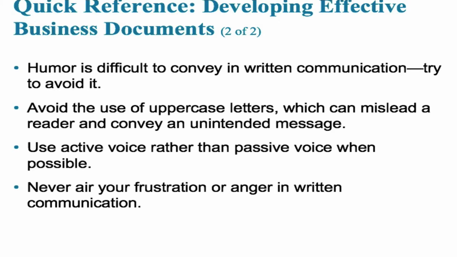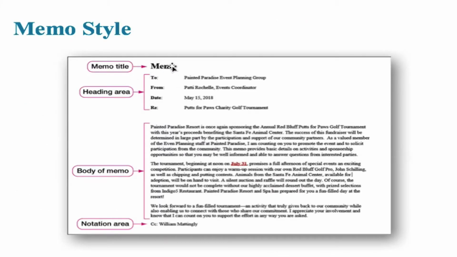What else we have here? We have developing effective business documents. Humor is difficult to convey in written communication, so try to avoid it. I agree. Avoid the use of uppercase letters. Does anyone know what uppercase does? Uppercase means that you're shouting at someone, you're mad. And that's what it means in English. And so we want to stay away from that. Use of active voice rather than passive voice makes it very helpful. And never air your frustration or anger in written communication. So if you're upset about something, don't show it. You don't want your reader, your audience, to see that. Here's a memo style. At the top is the memo.